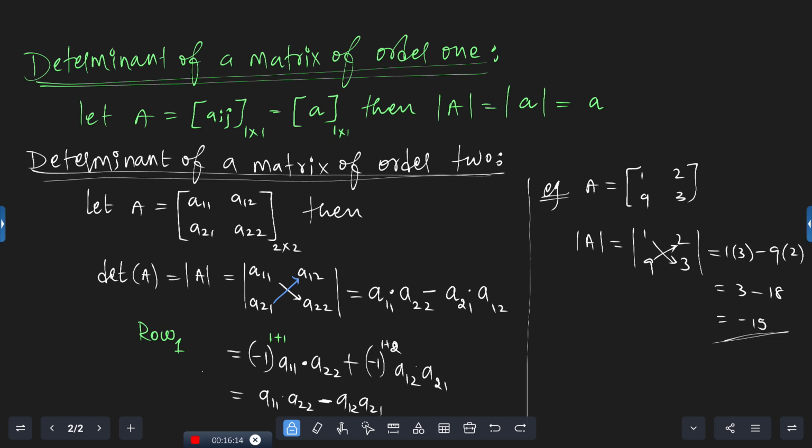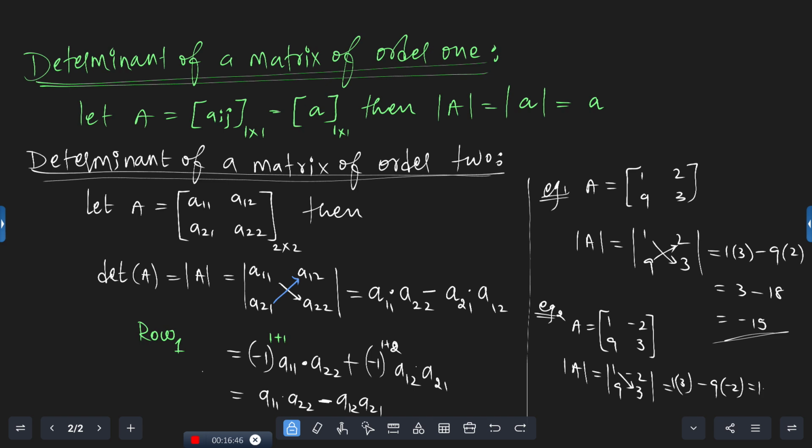Just cross multiply and put the negative in the middle. Okay, this is the best way. Suppose example 2: if you have a negative element, what will you be doing? 1 minus 2, 9 3 is there. Same numbers, but I'm giving a negative. So determinant of A is equal to, what will you be getting? 1 minus 2, 9 3. So when you take cross multiply, 1 into 3, same 1 into 3, formula minus 9 into minus 2.